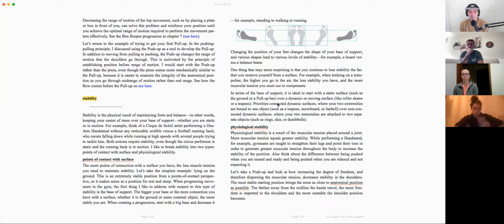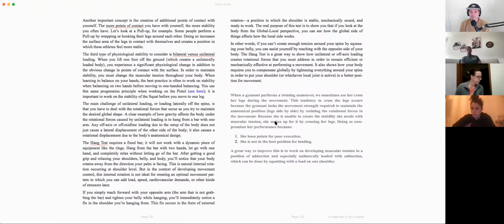Now, in addition to the points of contact, physiological stability is the opportunity that exists to create muscular stability, biomechanical stability, anatomical stability. An example of this would be, let's say you're on a set of rings and you're in a support position. Where do you think you have more stability? When your hands are close to your body or away from your body? I think it's pretty obvious that it's when you're close to your body.